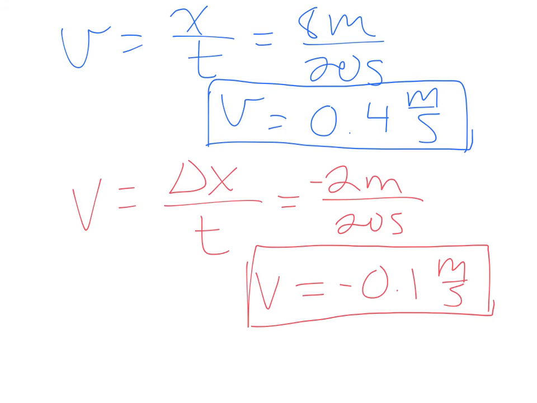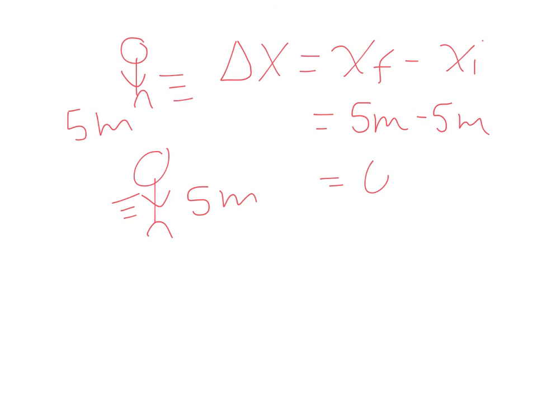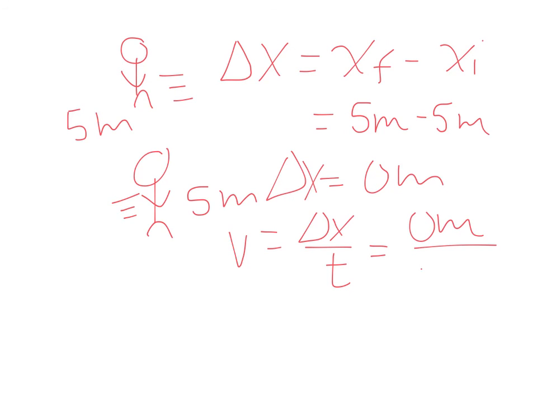And just to kind of further that thought, let's say Heather started and ended in the same place. So let's say Heather walks 5 meters to the left and then she turned around and walked 5 meters to the right. Her final position minus her initial position, in other words, her displacement, would be 5 meters minus 5 meters, or 0 meters. If you start and end in the same spot, you have no change in position, therefore your displacement is equal to 0. If you have a displacement equal to 0 meters, and velocity is displacement over time, your velocity would be 0 meters over the 20 seconds it might have taken her. So a displacement of 0 meters would mean a velocity of 0 meters per second.